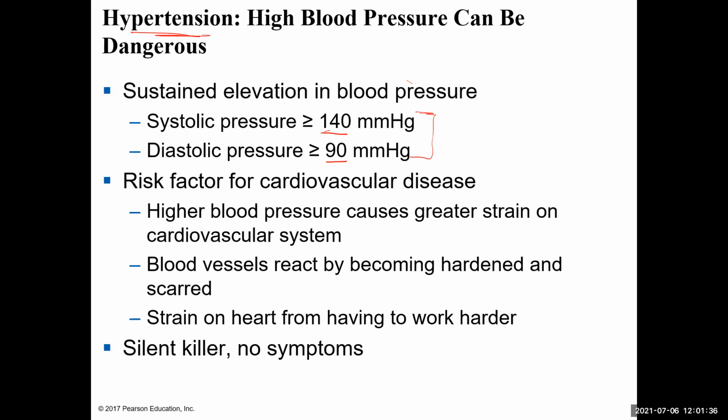Okay. And so with hypertension, you have an increased risk of cardiovascular disease because your heart is working harder than it should, and that higher pressure, as a result of working harder, will cause a greater strain on your cardiovascular system. And that greater strain and higher pressure can cause your blood vessels to harden, to become scarred, and it can cause a lot of strain on your heart because it is having to work harder. There's not really any symptoms to this, and so it's referred to as a silent killer.